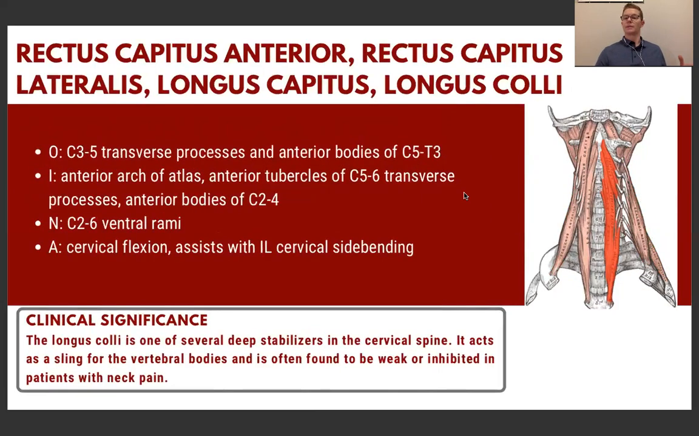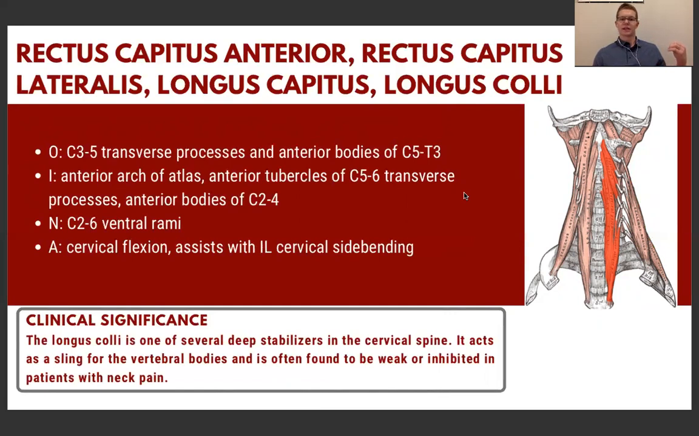The deep neck flexors. So this is our rectus capitis anterior, rectus capitis lateralis, longus capitis, and longus colli. In the picture, that is the longus colli. So the longus colli specifically, with the origin, insertion, innervation, and action here, goes from C3 to C5 transverse processes and the anterior bodies of C5 to T3. So this muscle goes pretty far down into the upper thoracic spine.